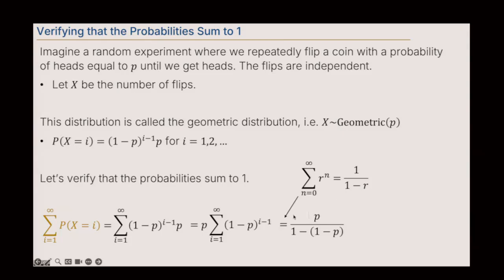If I plug this in here, I get p over 1 minus (1 minus p). This p is the one over here. All I've done is taken this right here and put it inside the minus sign. So I took the 1 minus p and plugged it in for r here. That's p over p, which is 1. And that's good, because if the probability were something else, what would that mean? We made some terrible mistake, right? The probability of all the outcomes needs to add to 1.